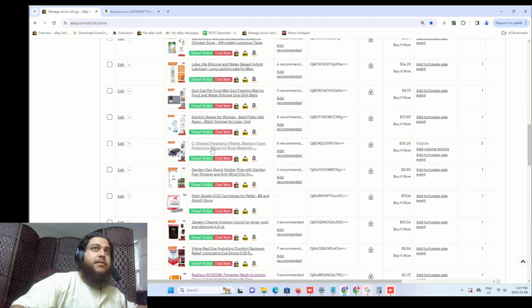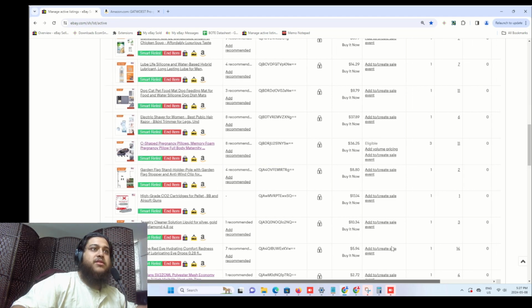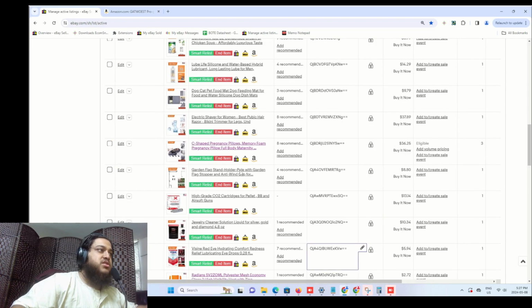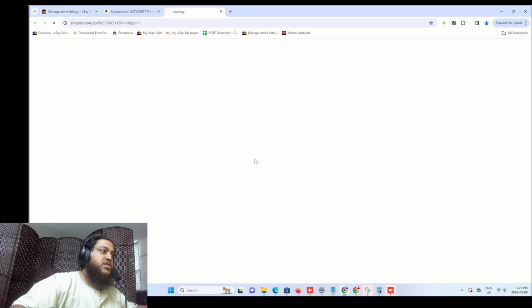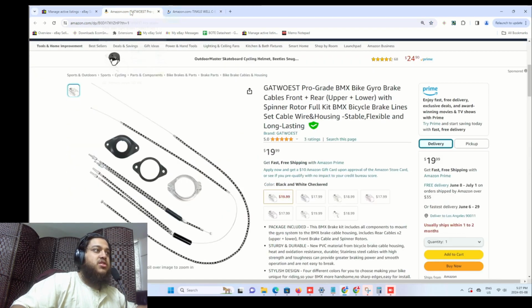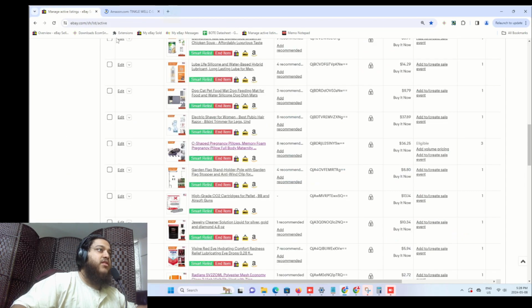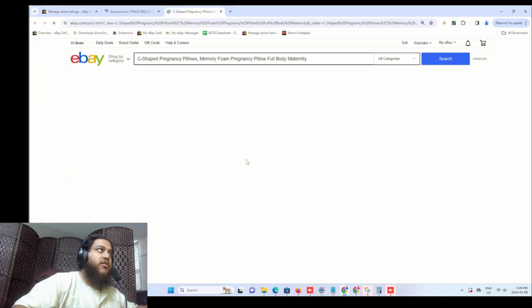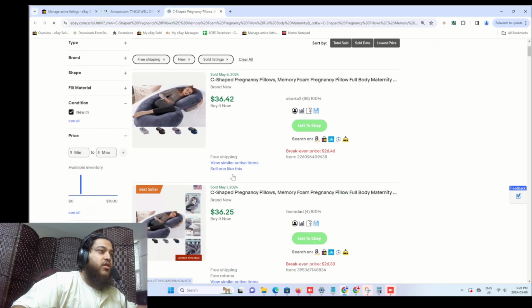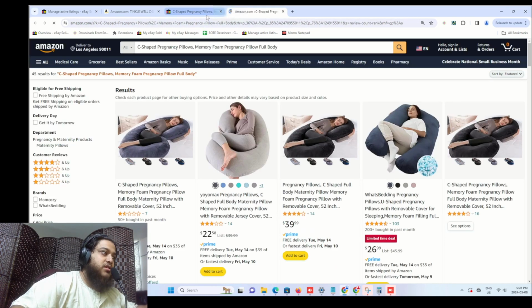So this C-shaped pregnancy pillow, right? Last time, I believe we sold one of these. So we've already sold one of these. What I want to do is check what the price on Amazon is. The price on Amazon is $24.72, and let's see what our competition is selling it for. $36.42. We sold one on May 1st. He sold it recently at $36.42. I sold at 36.25. I wonder why he was able to sell it though.